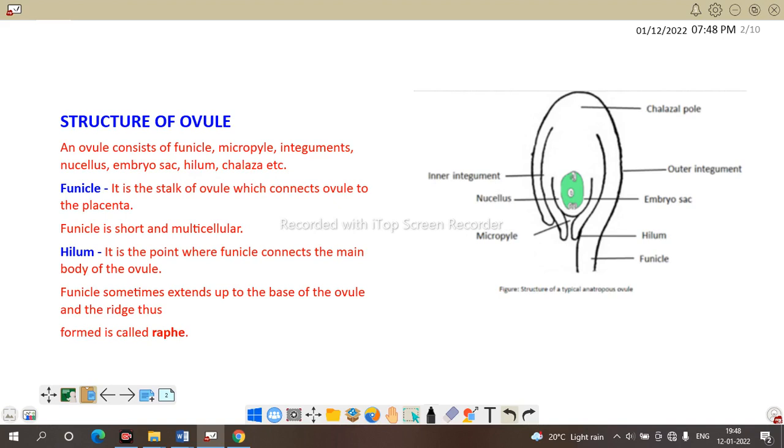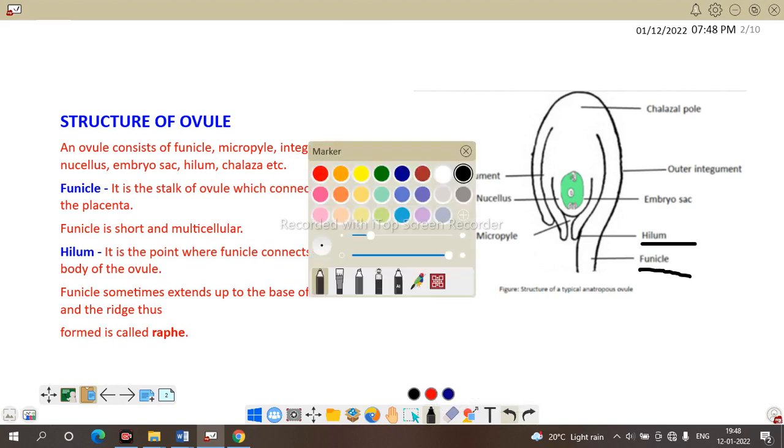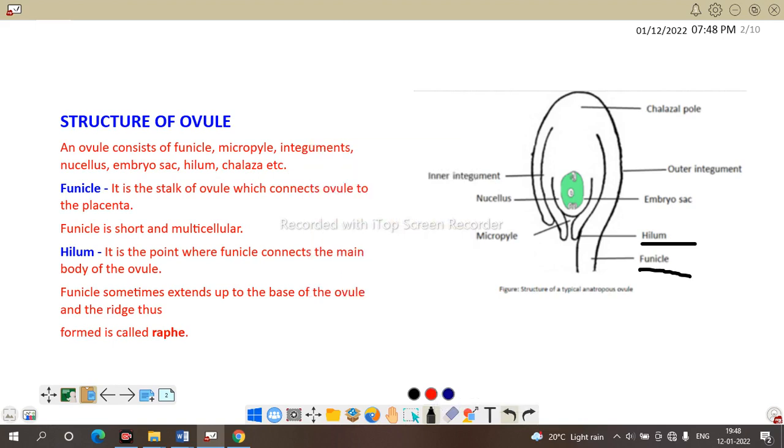Funicle, here is the funicle. It is the stalk of the ovule which is connected with the placenta. The funicle is short and multicellular. Next, what is a hilum? It is the point where the funicle connects to the main body of the ovule. Here is the hilum where the funicle is connected with the main body of the ovule.